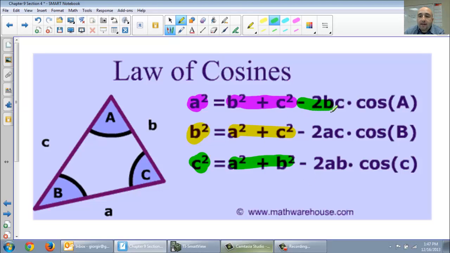And then they're all the same: minus 2bc, minus 2ac, minus 2ab. Whatever two letters are to the right of the equal sign, those are the two letters that are multiplied by 2. And they're all cosine, cosine, cosine. And then whatever letter is on the left, if you notice, this one says a squared, so what letter is on the right? Capital A. This one says b squared, so what's on the right? Capital B. This one says c squared, so what's on the right? Capital C. So those formulas are all the same. As long as you know one, you know the other two.